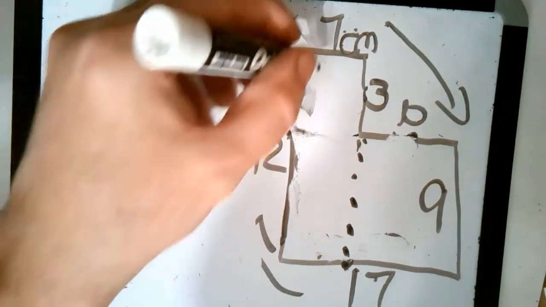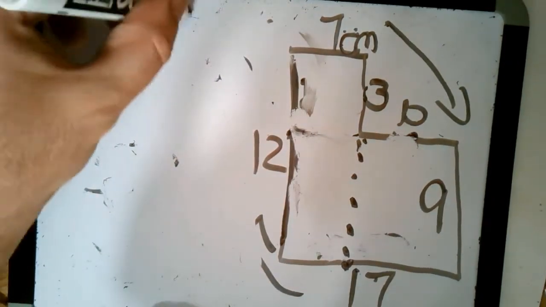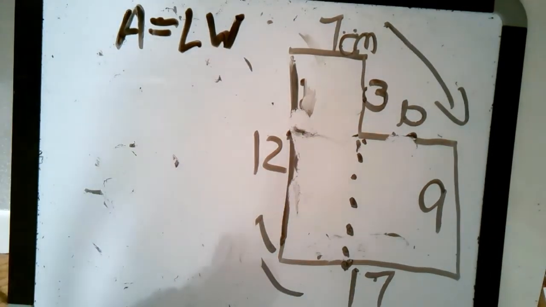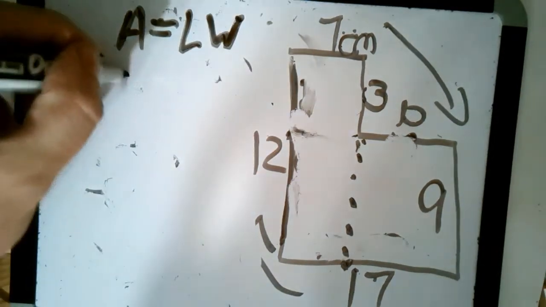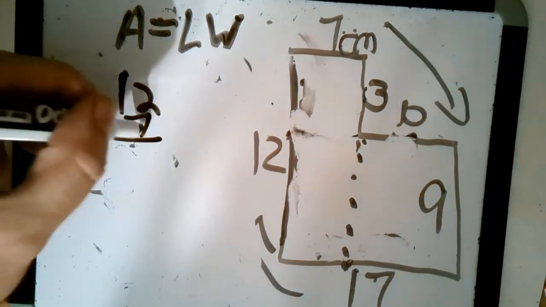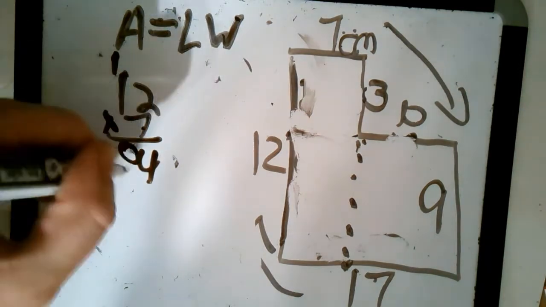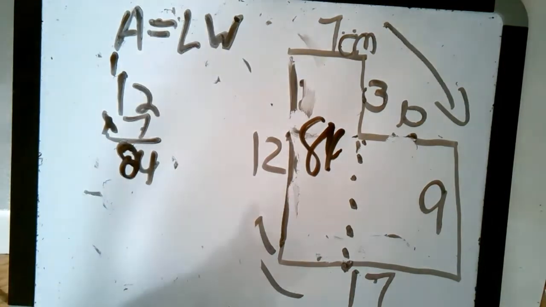So I need the area, the length times the width. Area equals L, length times width. Okay? So I have 7 and I have 12. 12 times 7 gives me 84. So that's 84 over here.